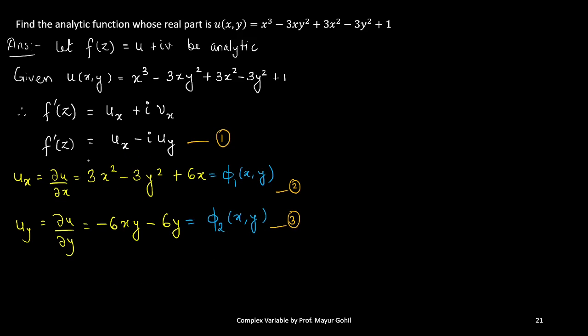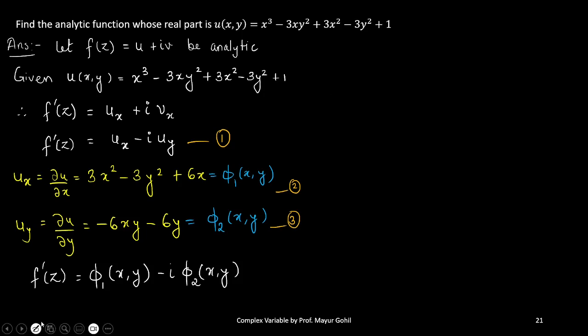Now from the first equation we can write f dash of z, whatever answer we got for u suffix x, as phi1(x, y) minus i times phi2(x, y). It's just replacement. Now comes the step of the Milne Thompson method. I'll put a partition here.